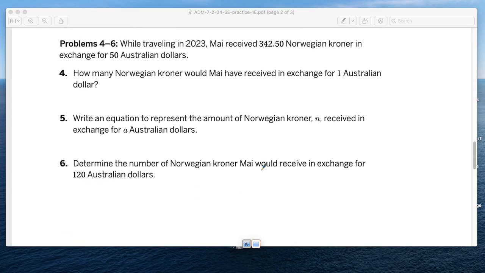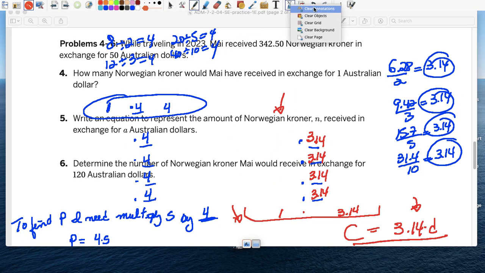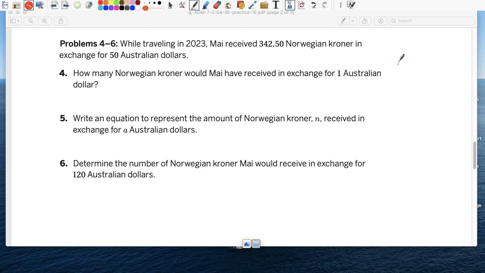While traveling in 2023, I may receive 342.50 Norwegian kroner in exchange for 50 Australian dollars. How many Norwegian kroner would I have received in exchange for 1 Australian dollar? All right, so let's create a table. So what do we have here?